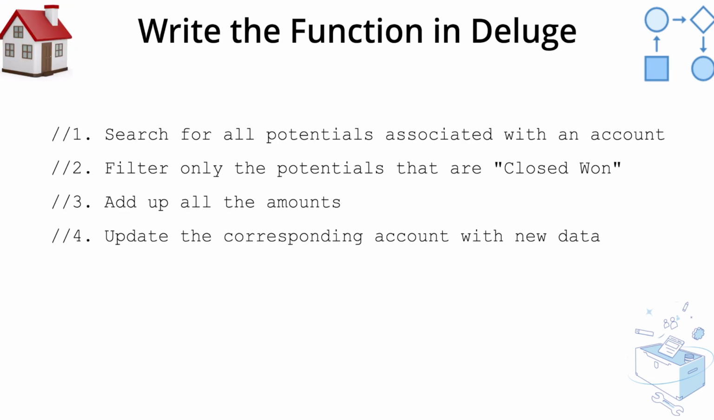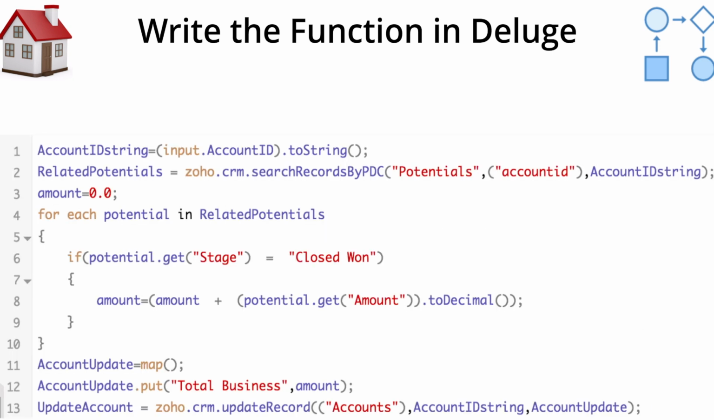So here's our 4 steps written in pseudocode, broken down a little bit more. The first step is searching for the potentials associated with an account. The next is filtering for closed won. Then we add up all the amounts, and then we update the account with the new data. So back here, it's really only 13 lines, and 4 of them are taken up by parentheses, so those don't really count. It's like 9 lines really to do what we're doing here. But I'll break down each line, line by line.